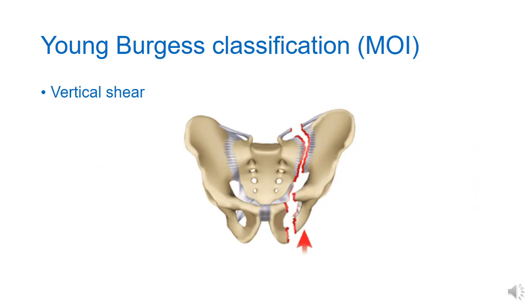Okay? The third mechanism of injury is called vertical shear. It's either like this diagram, through the ligaments, sacroiliac dislocation posteriorly, and anterior through the bone. It could be also through the bone anteriorly in the symphysis pubis. It could be through the bone posteriorly in the sacral foramina. There are multiple injury patterns.